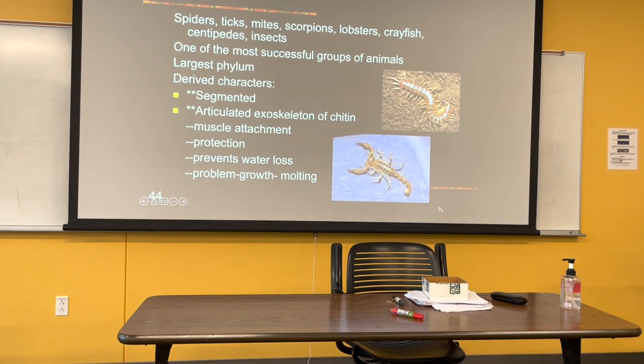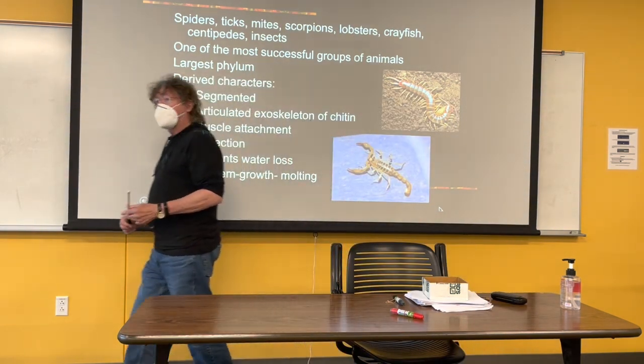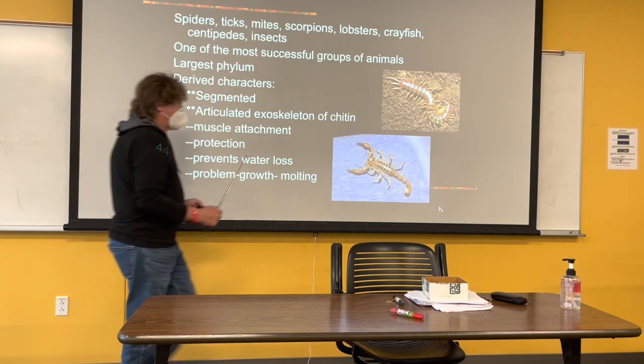All right? So our apomorphies up here is exoskeleton of chitin. Where else do we find chitin as a structural component? Cell walls of fungi. Okay, cell walls of fungi.